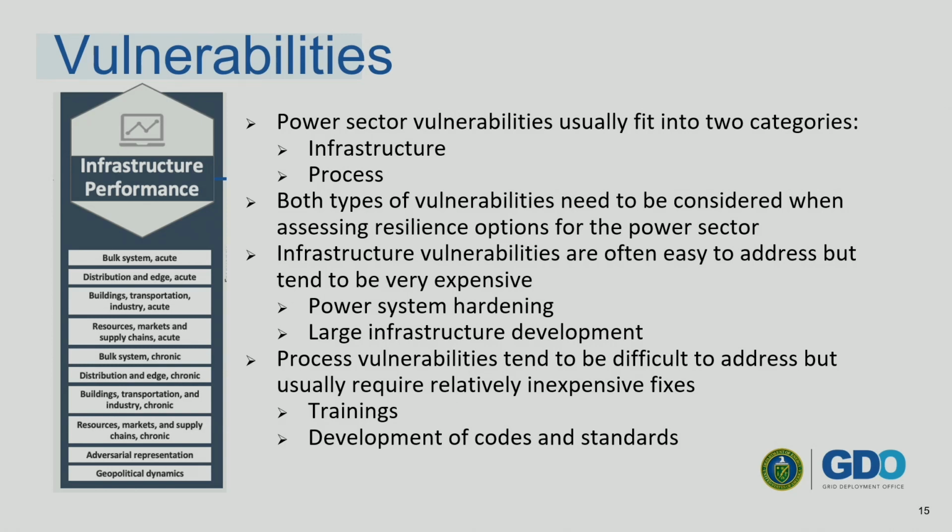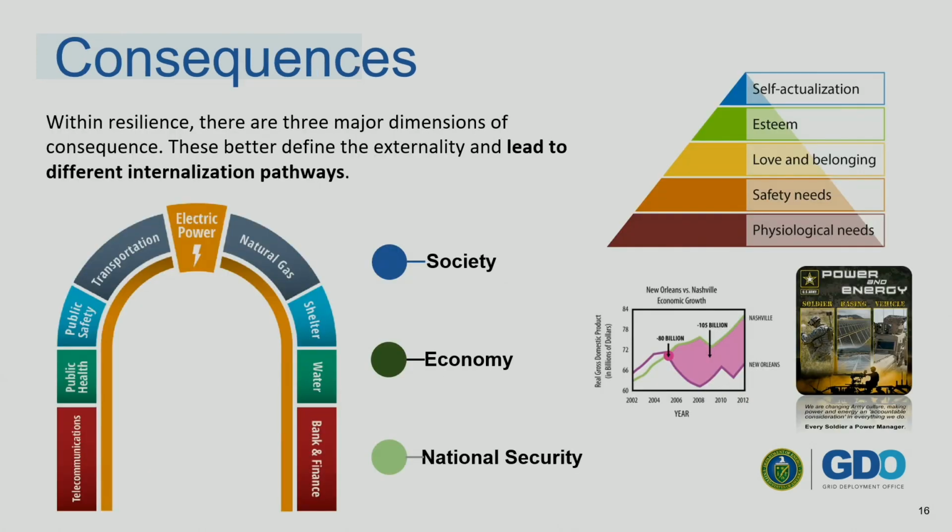Process vulnerabilities are quite difficult to address, but are the inexpensive options. This could include employee training, capacity trainings, developments of codes and standards when you're looking at the process of the power grid. With that, we can shift the thinking from looking at just the disruptions to the power grid to the implications of those disruptions to the power grid, and that's what we call consequence.